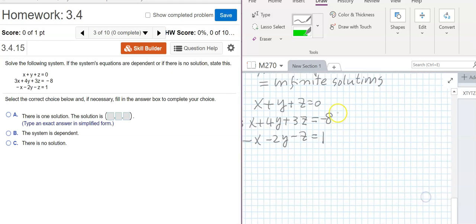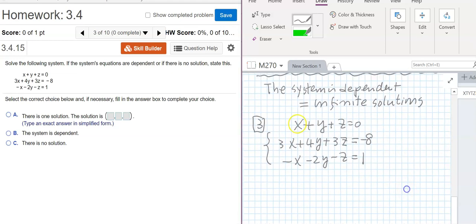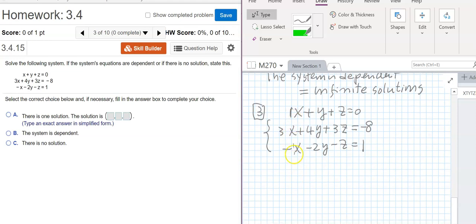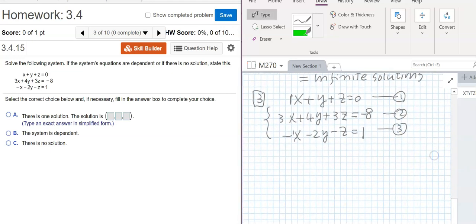Why am I saying that? Because this x is a 1x and this is negative 1x. So right away, 1 and negative 1 is kind of easy to eliminate. So I'm going to number them first, 1 and 2 and 3. And then, first of all, 1 times negative 3. Why? Because I want to eliminate this 3. So I want to make that 1 into negative 3.